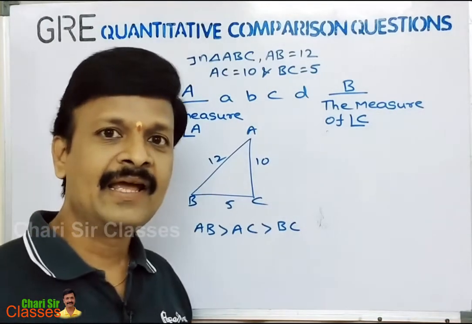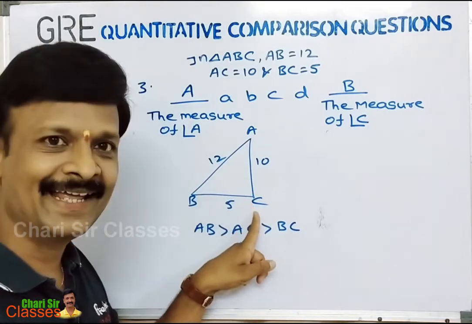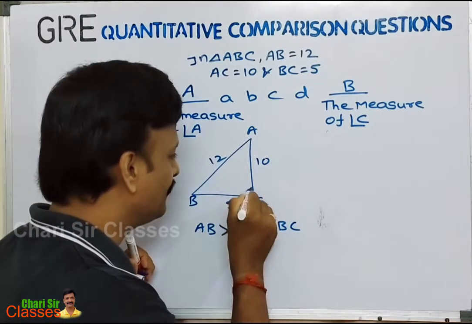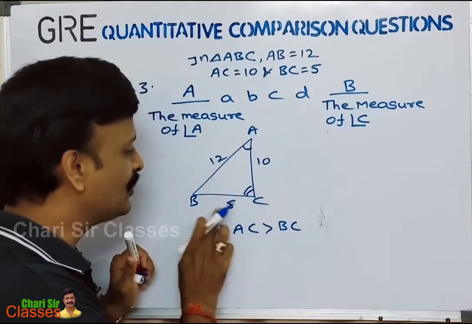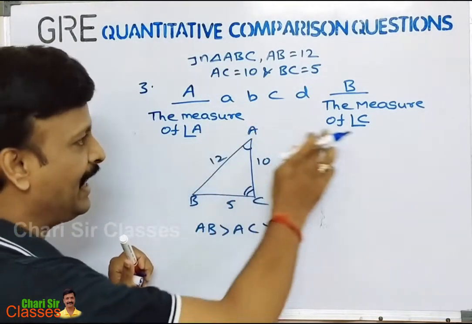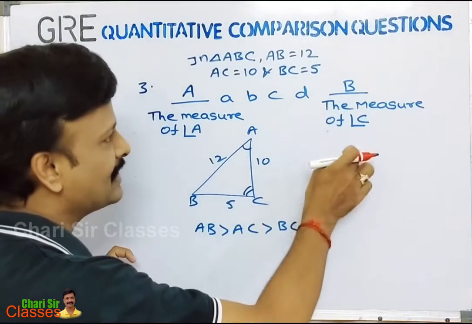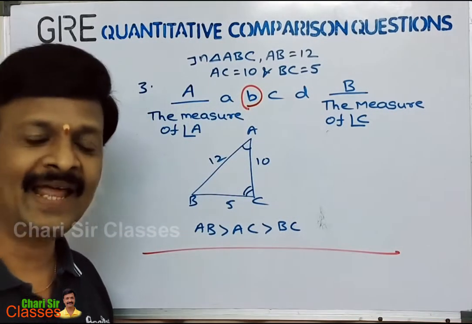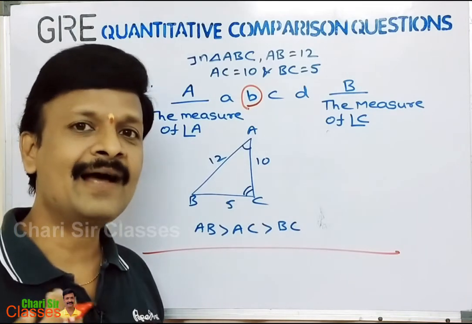Always remember, in a triangle the angle opposite to the longest side is greatest. So the angle opposite to the longest side is angle C, and angle A is opposite to the smallest side. Therefore, when you compare angle A and angle C, angle C is greater, that is quantity B is greater. That's it. Like this we can solve easily. When the side lengths are given, you can compare the angles.